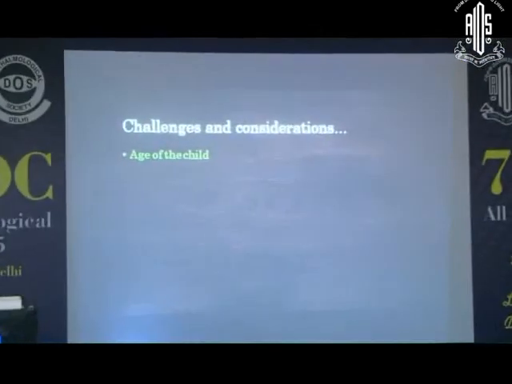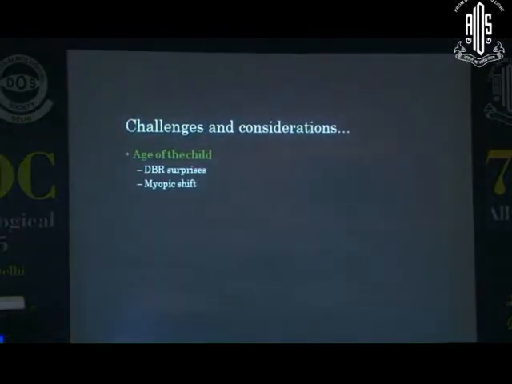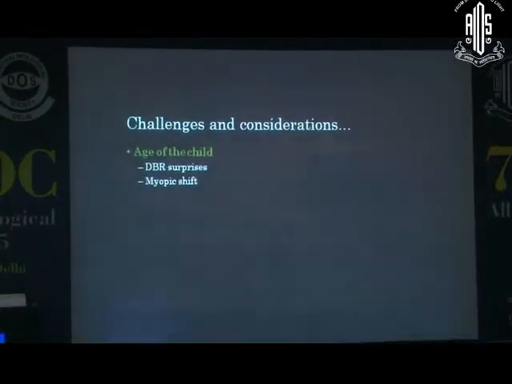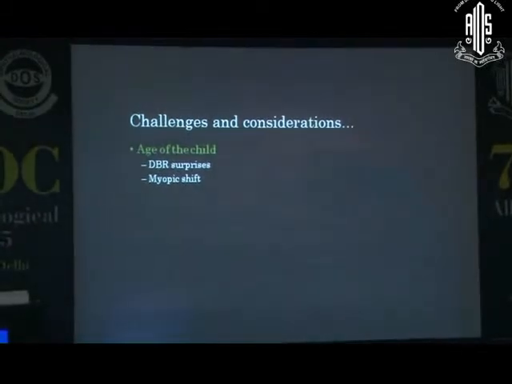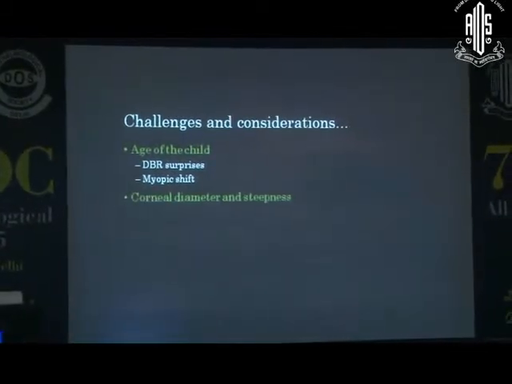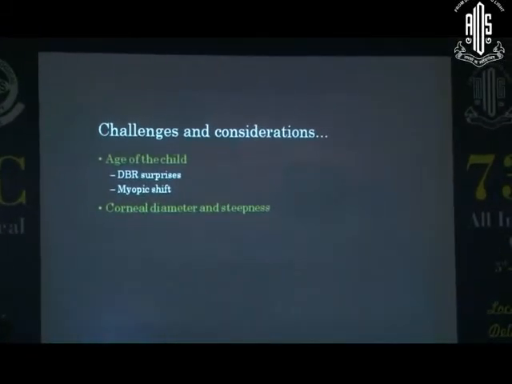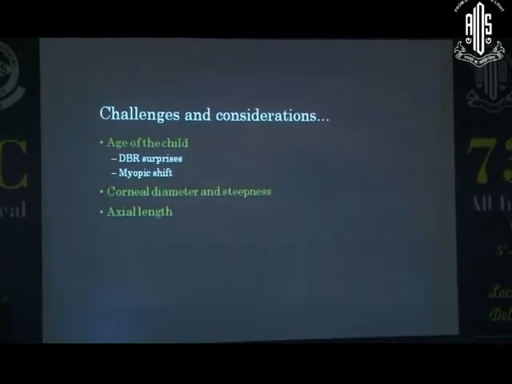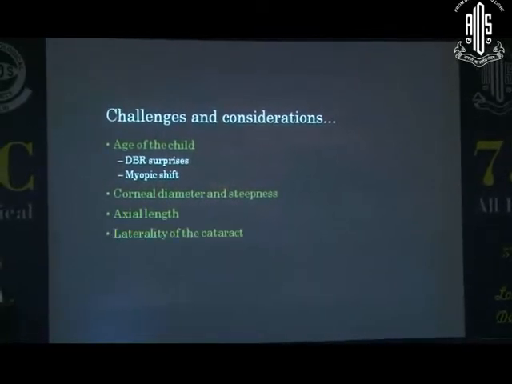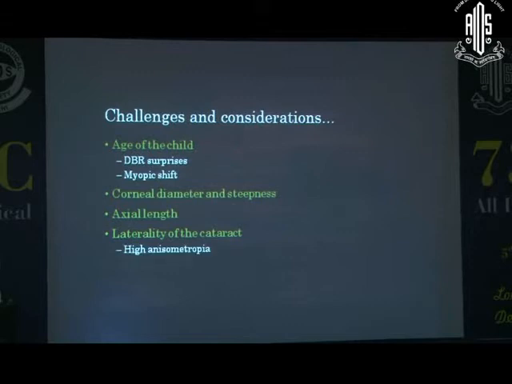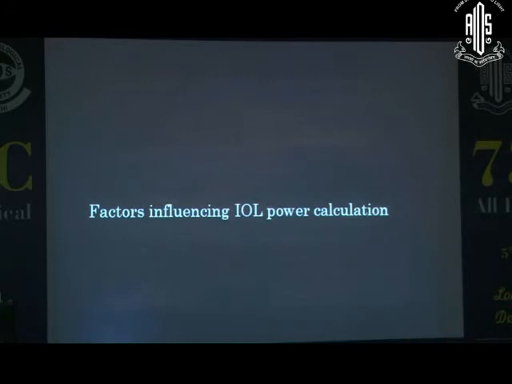Obviously because of the age of the child. The younger the age, the more the difficulty. Refractive surprises are always something you have to keep in mind. Myopic shift you have to take into account. Corneal diameter and the steepness have an issue. Axial length of the patient and laterality of the cataract decide how early you operate, how much anisometropia you can afford, and visual rehabilitation. So all this gives you the challenge when you decide how to calculate the IOL power.